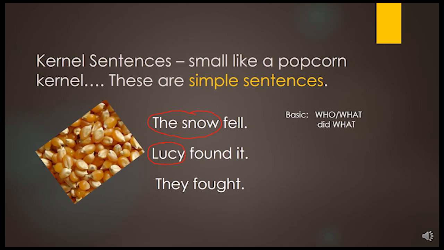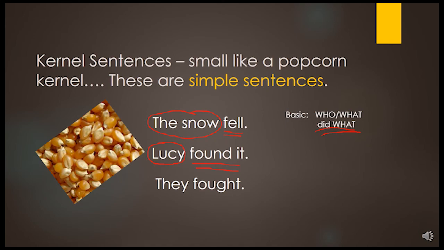Now, look at those two sentences. We have our subjects. Let's look at the first one. The snow fell. The snow is our subject. So now what is our predicate? What did the snow do? Did what? That's our predicate. What did the snow do? You're right, it fell. There's our predicate. Lucy found it in our second sentence. Lucy is our subject. What's the predicate? Good. Found it.